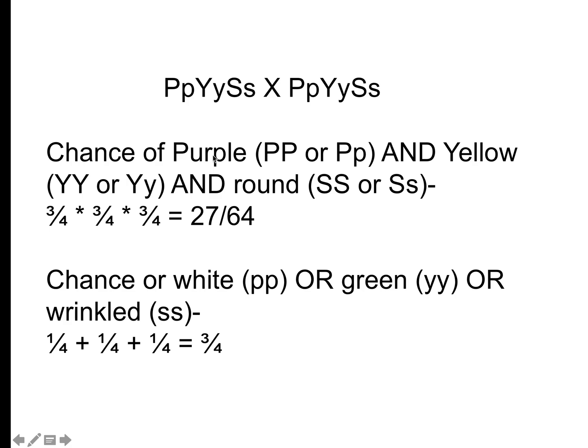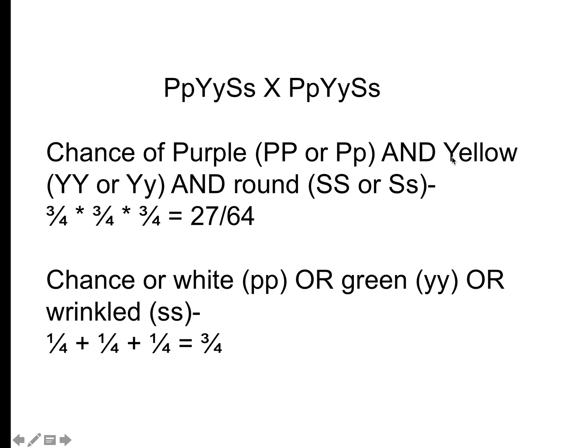So purple is dominant. The chance of being big P, or big P, little p is 3 out of 4. Okay? Remember the ratio of 3 to 1? 3 out of 4 express the dominant phenotype. So it's 3 out of 4 of these individuals are going to be purple from this cross. Now let's look at yellow.